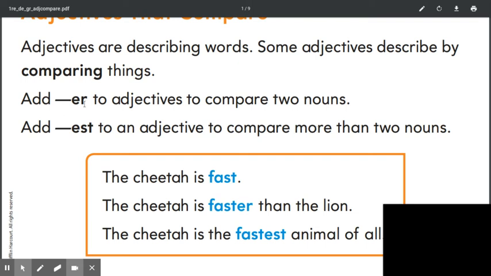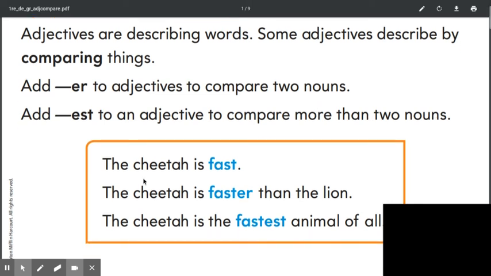So notice ER has two letters. It compares two nouns. EST has more than two letters, so we're going to use it when we compare more than two nouns. The cheetah is fast. The cheetah is faster than a lion. You're comparing two animals, cheetah and lion, so you need the two letters, ER, faster.